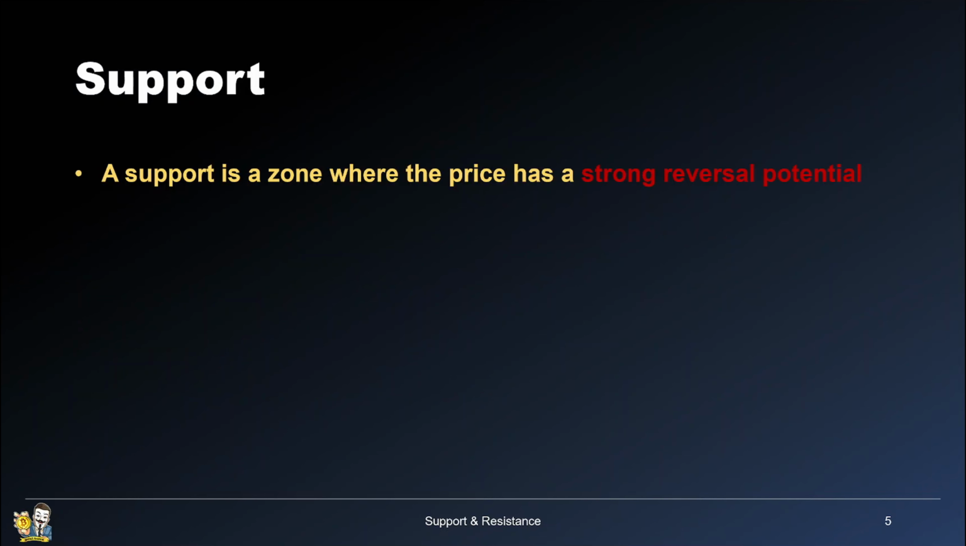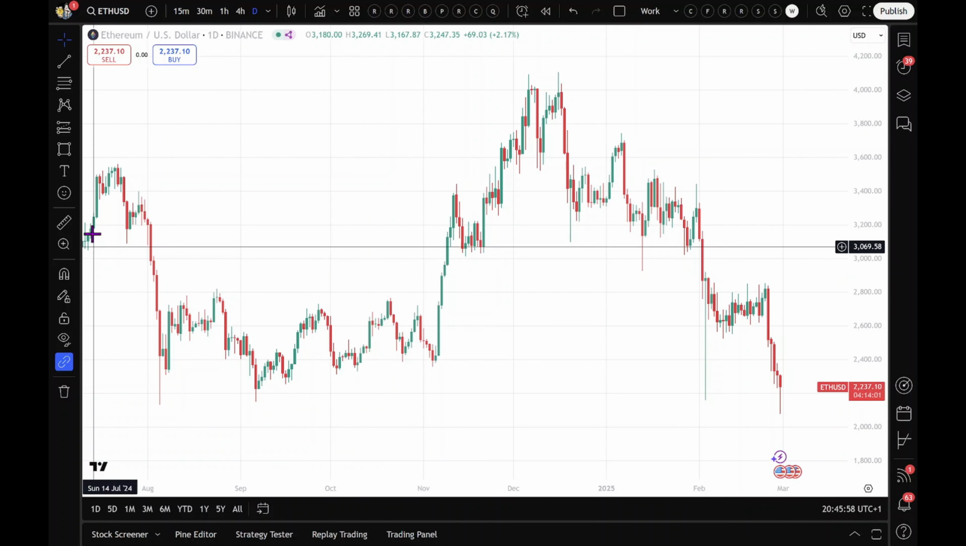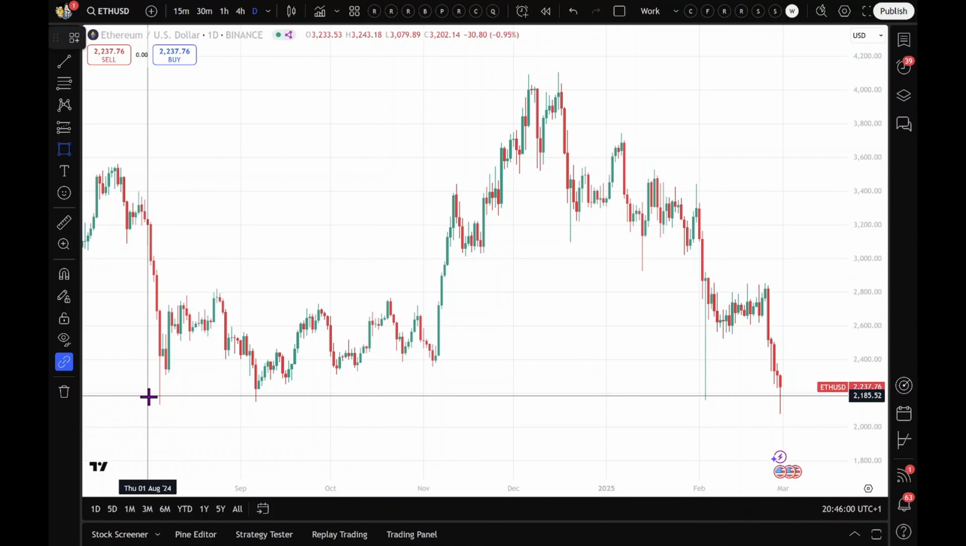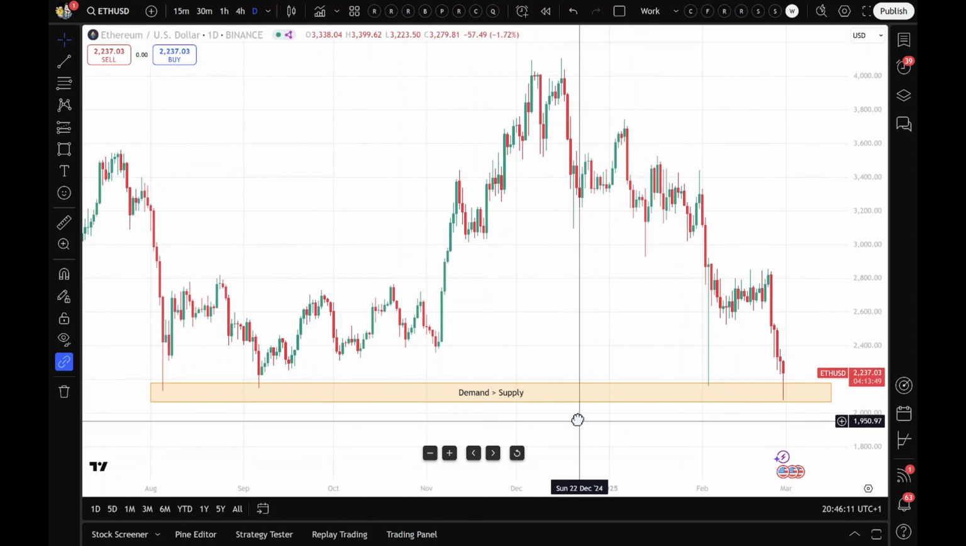A support is a zone where the price has a strong potential to reverse. This means that demand is higher than supply, causing the price to rise. It's also known as a demand zone. Let's analyze Ethereum today. We have a strong support zone just here. This zone means that demand is higher than supply, causing the price to rise.